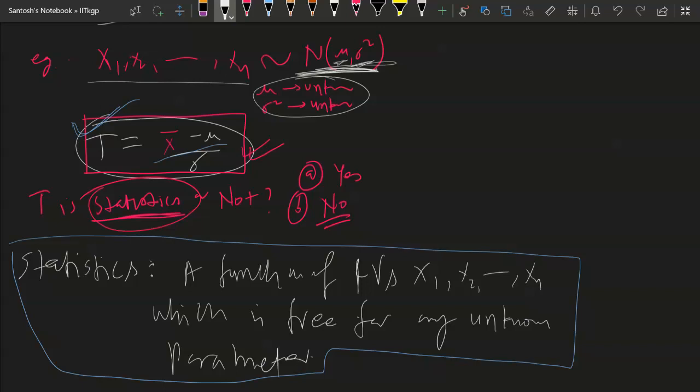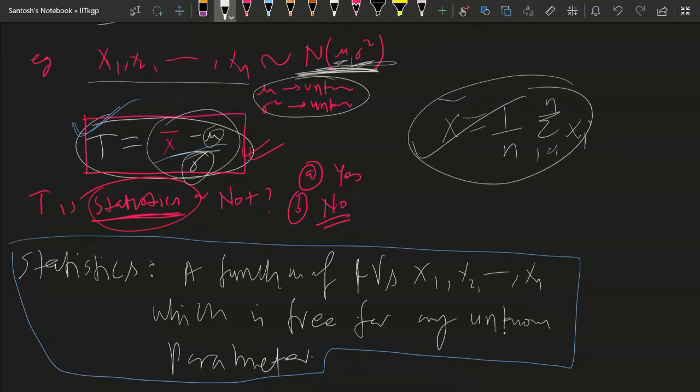Because there are parameters like mean and x bar. Yes, it is not free from them, because T involves mu and sigma. That is the problem. X bar is okay because x bar is a function of statistics, summation xi only. So X bar is fine. But mu and sigma create a problem because both are unknown parameters, and the way we define a statistic, it must be free from any unknown parameters.